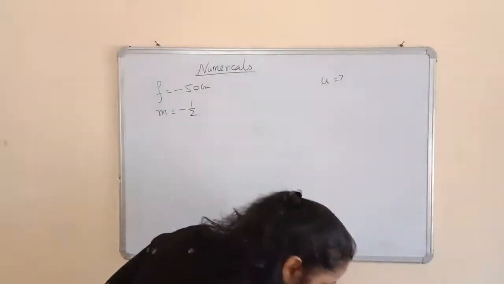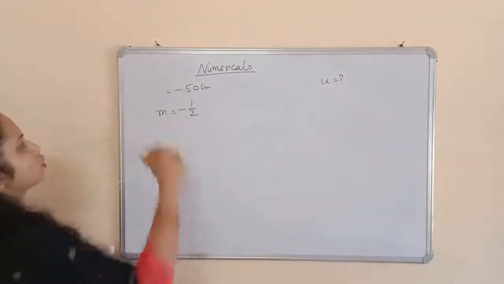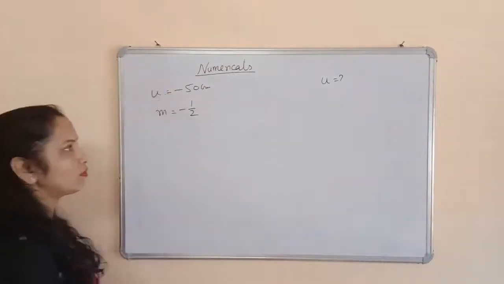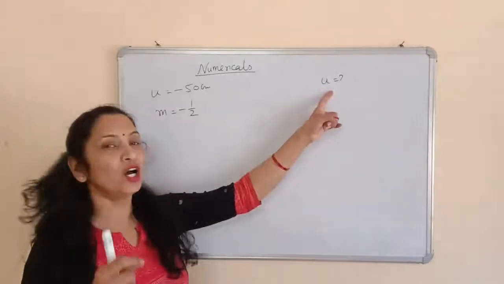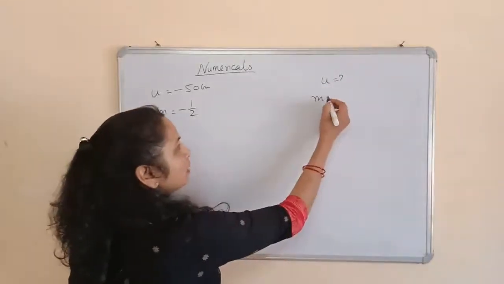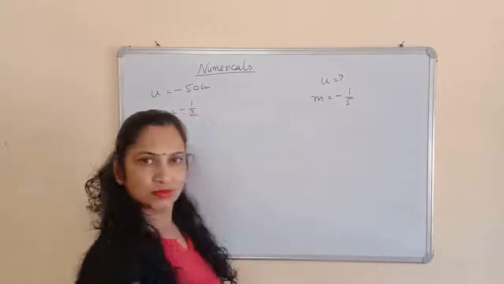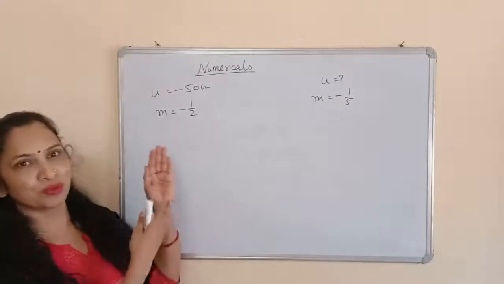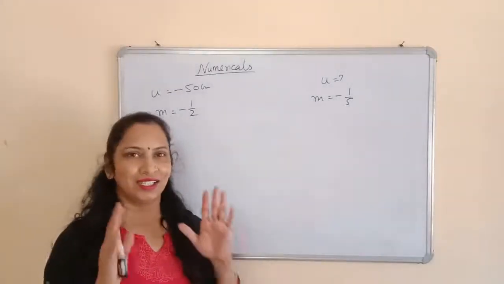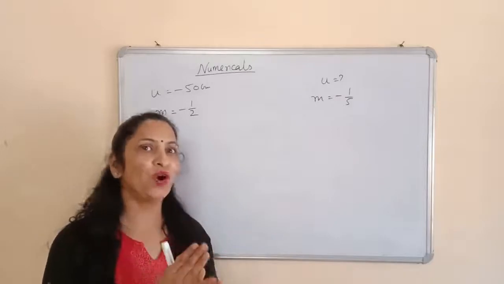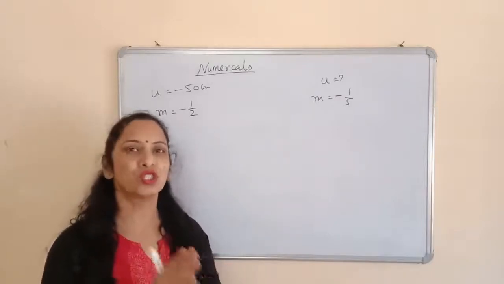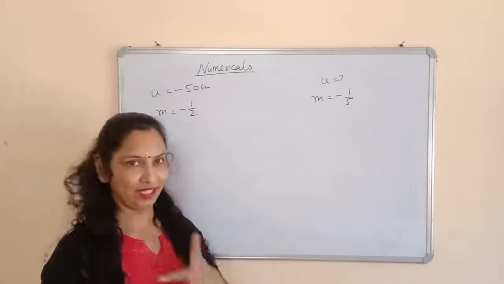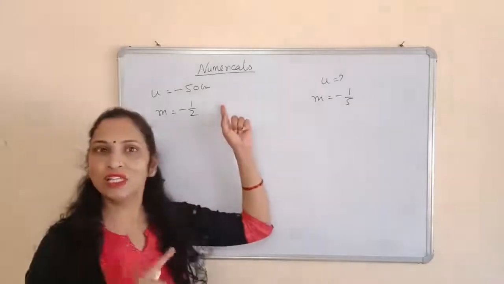Sorry, one correction: 50 cm is not the focal length. This was the distance of the object from the mirror, so this is u. You have to find where to put the object so that the magnification becomes minus 1 upon 5. Now we don't have any formula to find the new u directly. So you should know which physical quantity does not change for a mirror if we change the position of the object. It is the focal length. So the focal length of this mirror will not change.